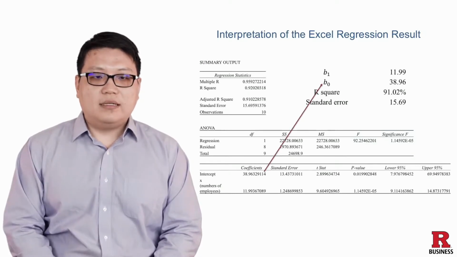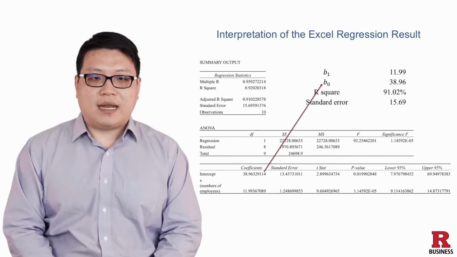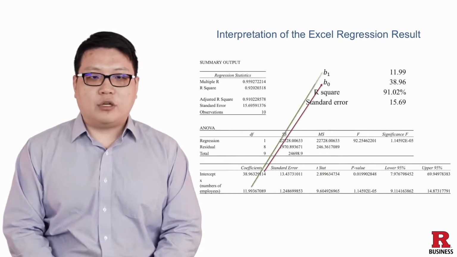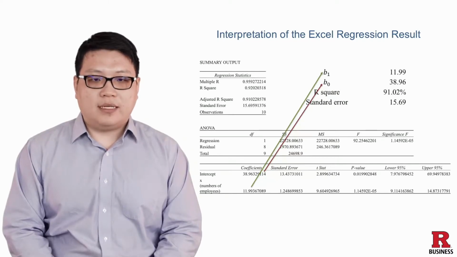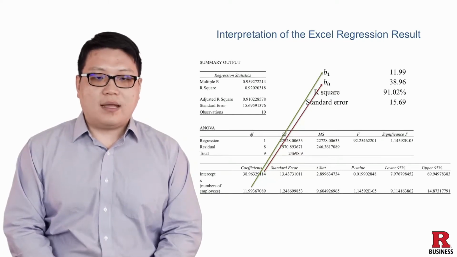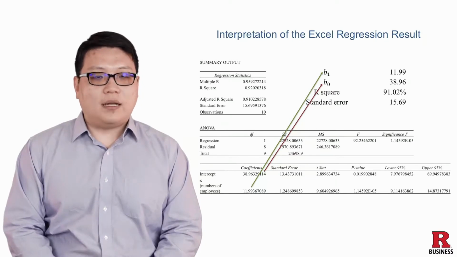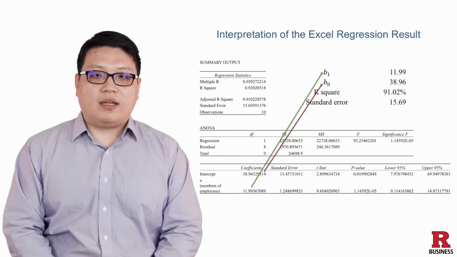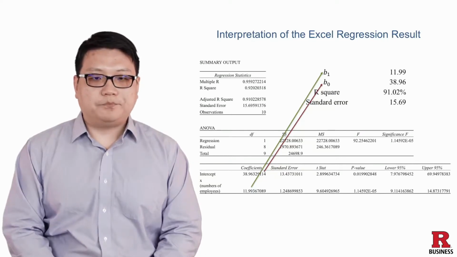So let's look at the intercept first. So the coefficient of intercept is B0, 38.96, the same as we calculated. And the coefficient of X is B1, which is 11.99, the same as we calculated. So this 11.99 means for every one increase in the number of employee, we have 11.99 thousand of revenue increase.